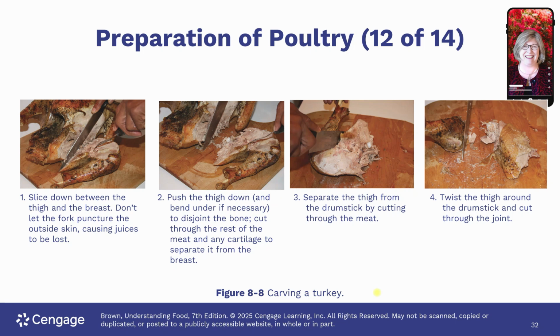And continuing on, you're going to slice down between the thigh and the breast. Here you have some pictures to see how that looks. You push the thigh down and bend it under if necessary to disjoint the bone. Cut through the rest of the meat and any cartilage to separate it from the breast. Separate the thigh from the drumstick. This is similar to the video you saw about how to cut up a raw chicken.